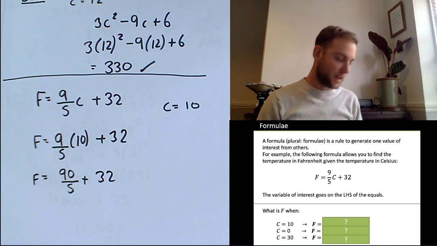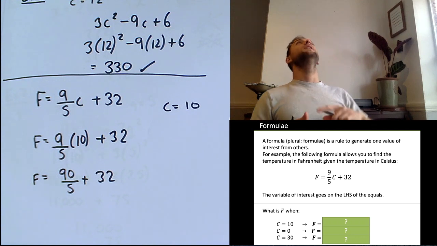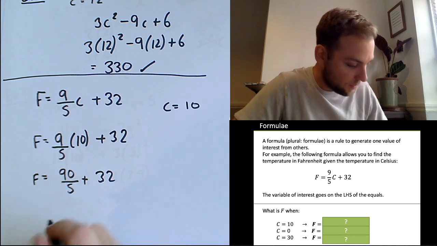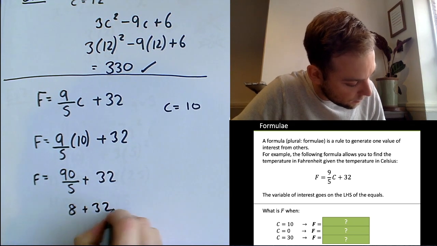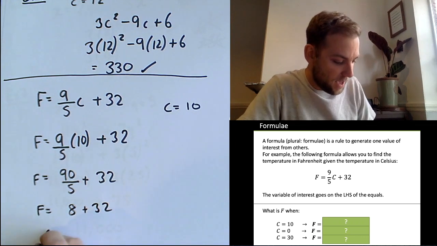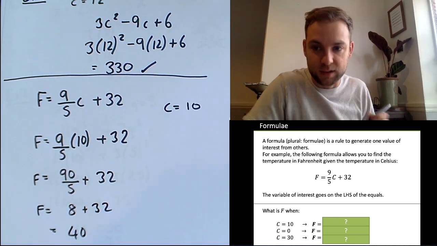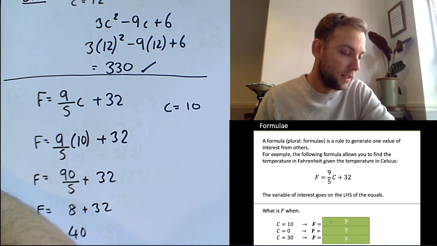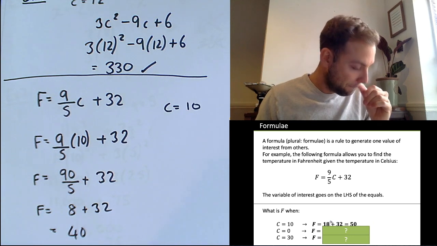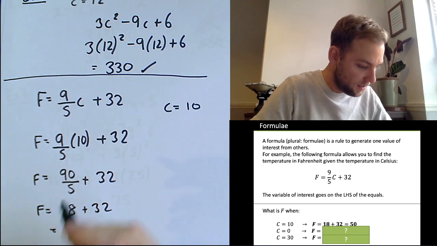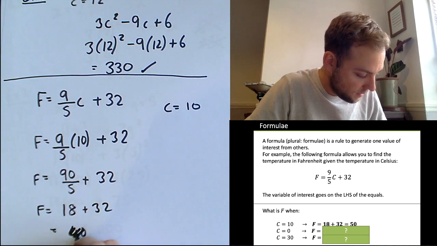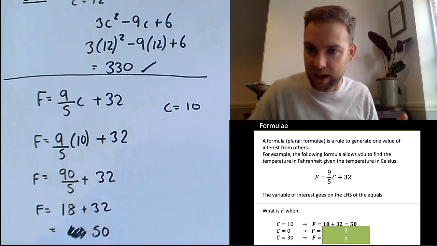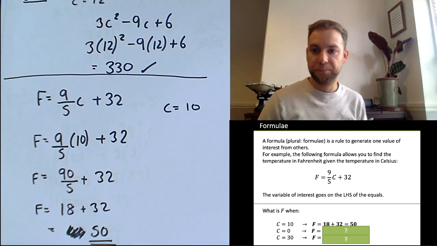So 90 divided by 5, that's quite a tricky one. So 50 is 10, 40 is 8, so that's going to be equal to 8 plus 32. And then I'm going to simplify that. 8 plus 32 is 40. So that's how you would do that using the non-calculator methods. Hey, where's my mistake there? 18, sorry. Did the 10 and the 8, which is 18. Sorry about that. So we've got 50 there.